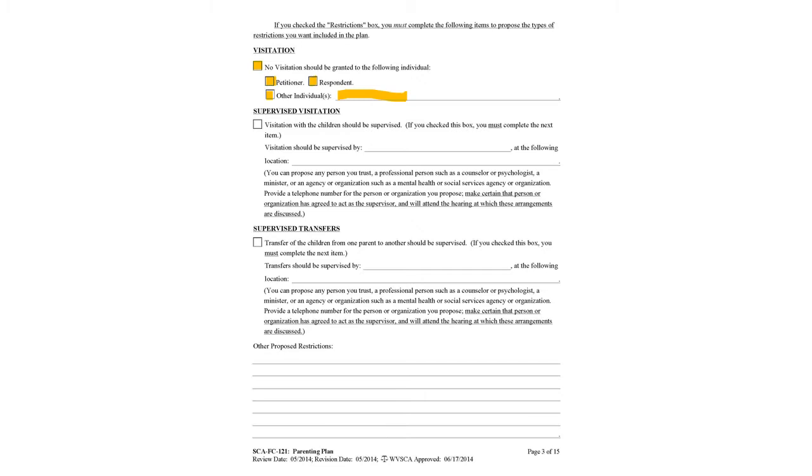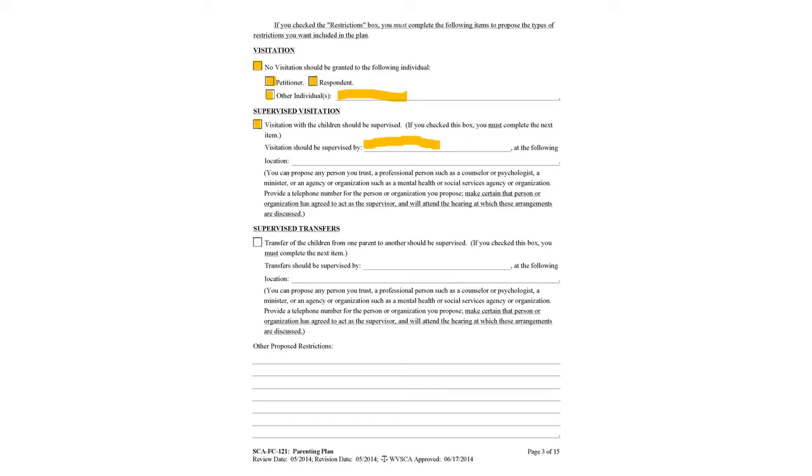If you believe visitation should be supervised, check here. Then select who should be the supervisor. You can propose any person that you trust, such as a professional, a counselor, psychologist, minister, or an agency or organization. You may also select a friend or family member of you or the other parent.